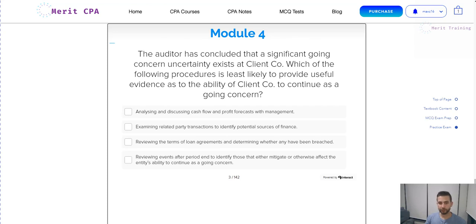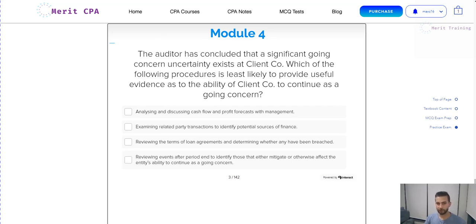So which one of these do you think? We're not going to check our notes for this, because this is a logic-based question that we can work through based on our existing foundational knowledge. So A is analyzing and discussing cash flow and profit forecasts with management. Cash flow reports are super important for understanding going concern.